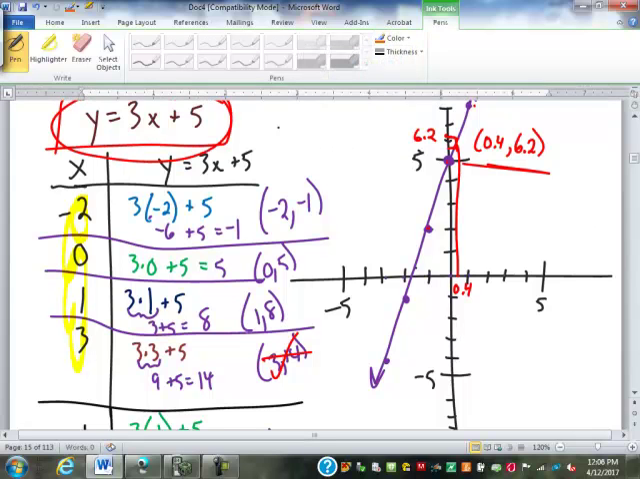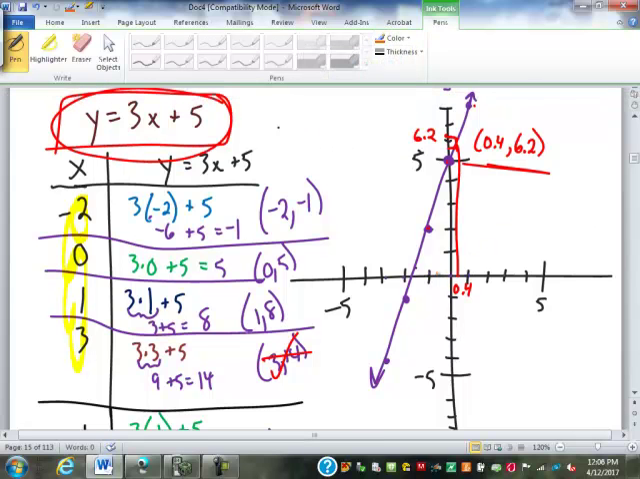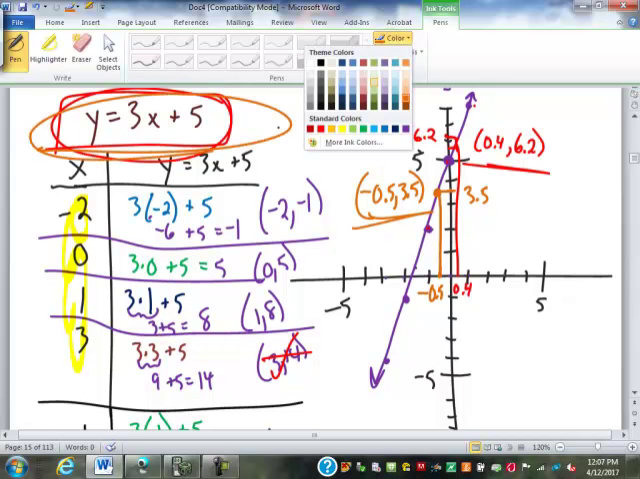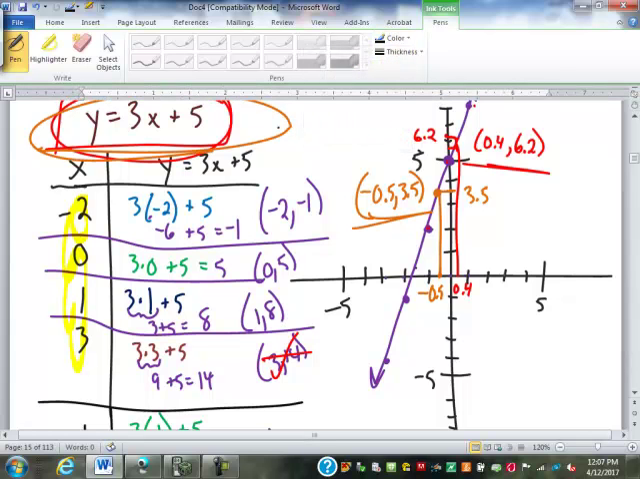Or I could pick an x value. Let's say I want to know x is -0.5. Well, I go to -0.5, I trace that up to my line. Once I hit the line, I trace that over to the y-axis. So this was a -0.5. This here comes out on the y-axis at 3.5. So that coordinate there, that ordered pair of -0.5, 3.5, again, that is a solution to that equation. That pair of values for those variables will make that equation true. And I can do that with any point on this graph.